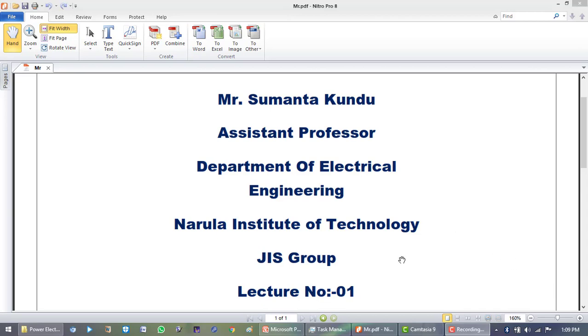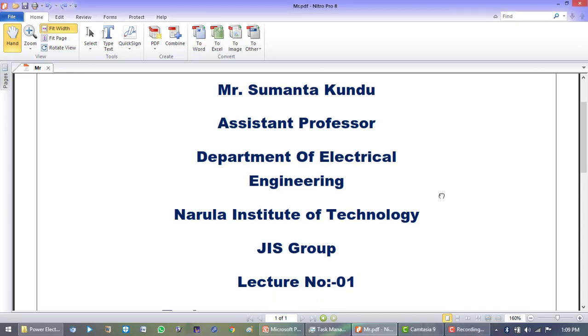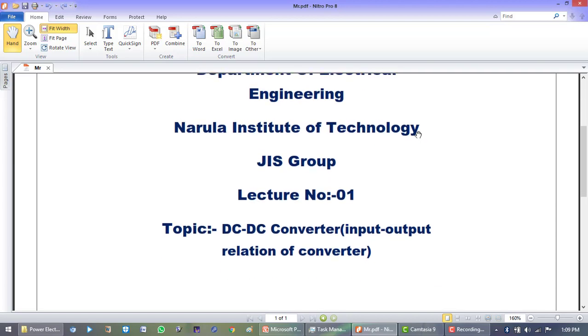So we are going to start our lecture number 2. It is 1 here, so it will be 2. DC to DC converter, input output relation of all the basic converters, that is buck converter, boost converter and buck boost converter.